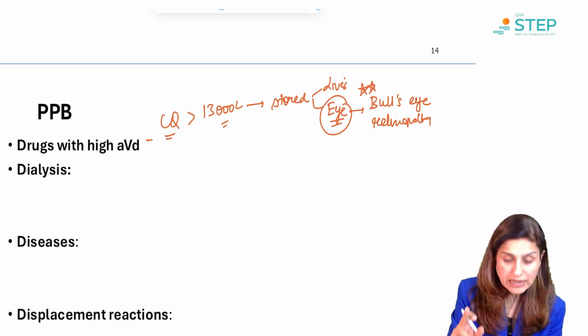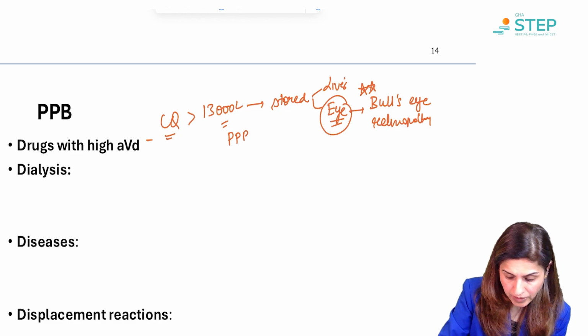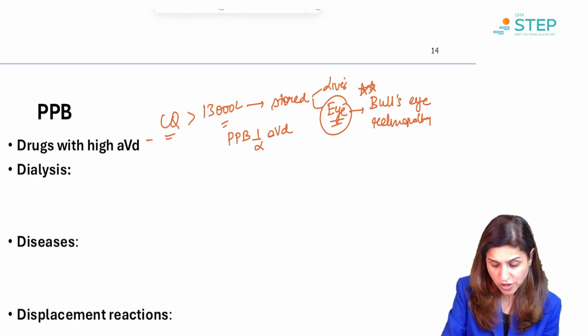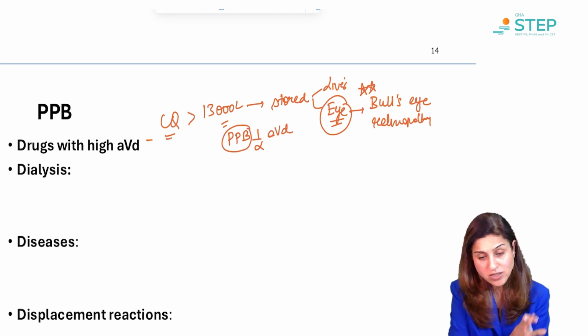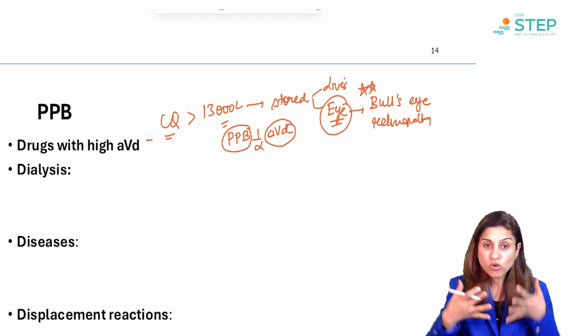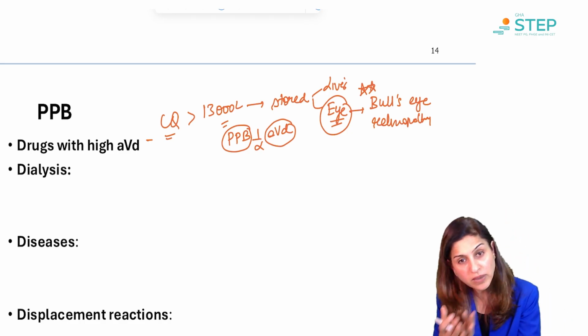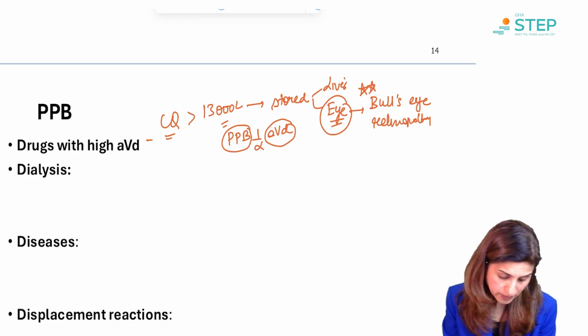Also we will see one thing, that plasma protein binding is always inversely proportional to the apparent volume of distribution. If the drug is highly plasma protein bound, it is in the plasma and not getting distributed, so it will have a low apparent volume of distribution. While if the drug is low plasma protein bound, then it has a very large volume of distribution. So it has an inverse relationship.